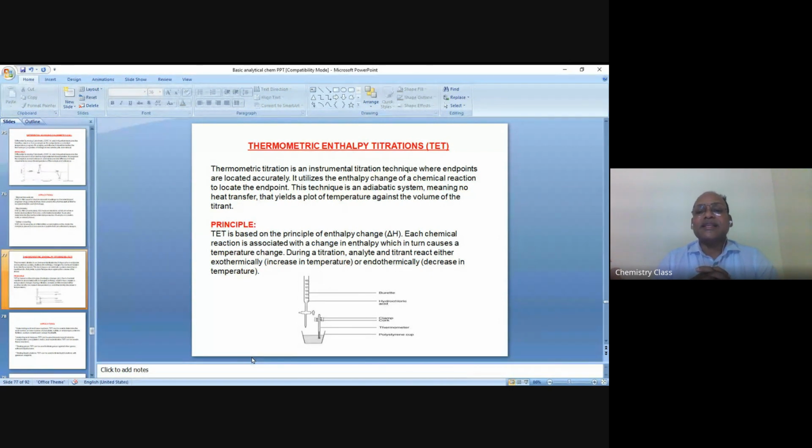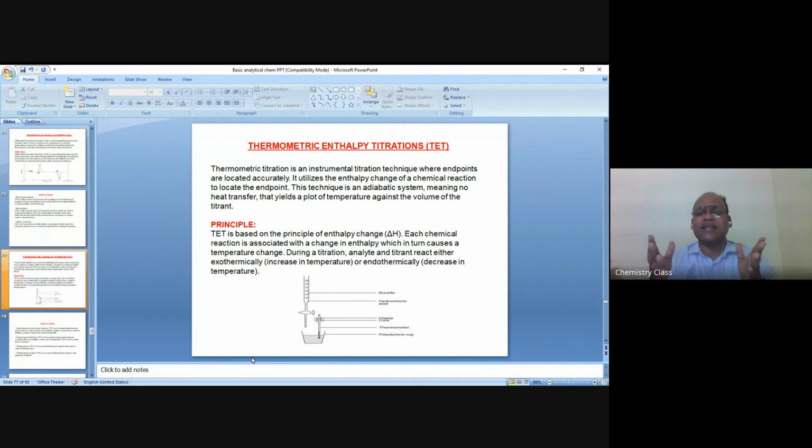This technique is an adiabatic system. You know, the adiabatic, isobaric system. Adiabatic system means no heat transfer, so heat transfer from the system to the surroundings, or from the surroundings to the system, is not possible.